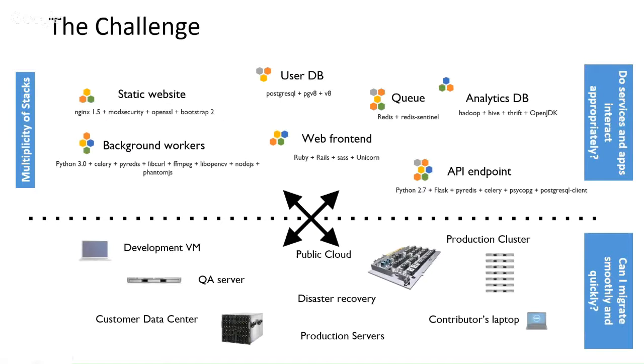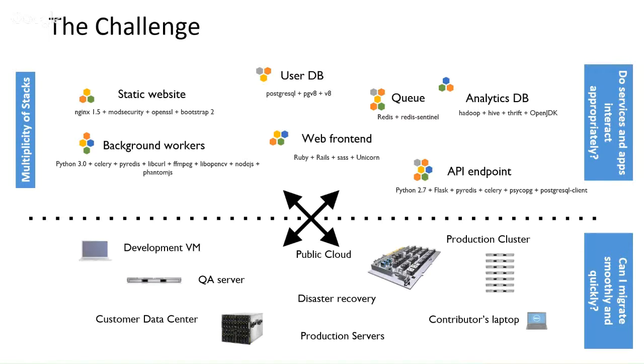So when it comes to the current industry, the main challenge we are facing is we have different kinds of technologies like Nginx, Python, Ruby, then Redis, Hadoop, Thrift, OpenJDK, Flask. So we have different kinds of technologies that are used for developing websites or applications, and they are running on different kinds of environments. For example, it may run on a development VM, it may run on a QA server, and it may run on a customer data center or public cloud or private cloud.